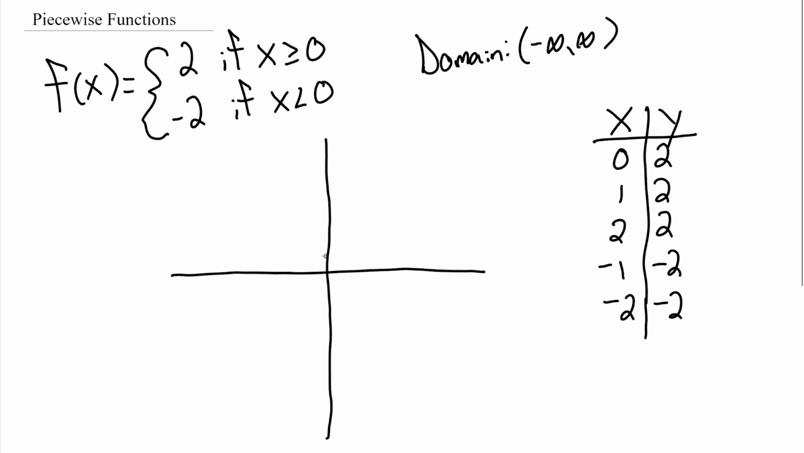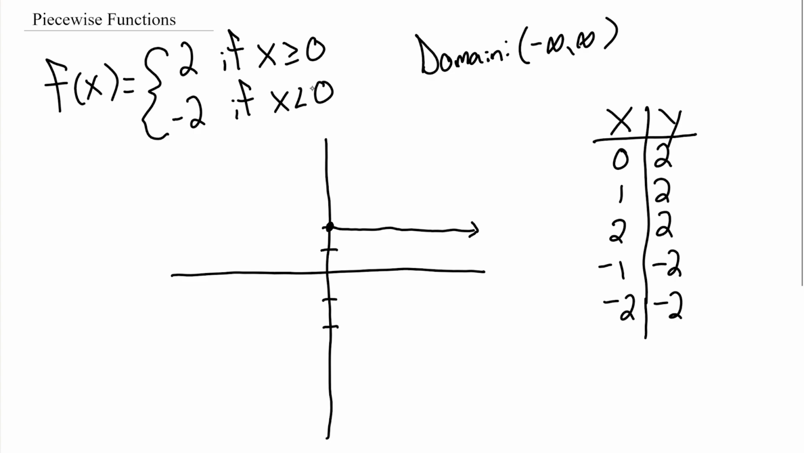So this is going to be a constant function at 2 on the right side, meaning from 0 onwards, right? So this is what it will look like over here. Now on the other side, the rest of the graph is going to be a constant function at negative 2 from every point that's less than 0.